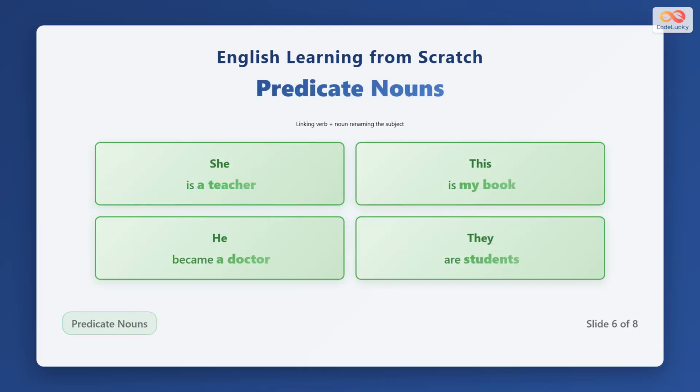A predicate noun, also called a predicate nominative, follows a linking verb and renames or identifies the subject. For example, in "he is a teacher," teacher is the predicate noun. These nouns give more information about who or what the subject is. Predicate nouns always come after linking verbs.